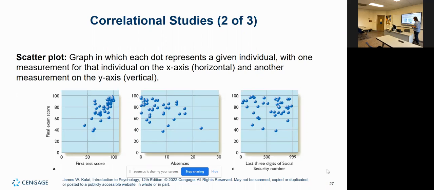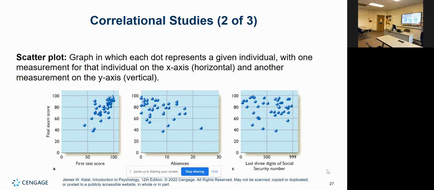Absences and final exam scores, I think is what that's showing. So the more absences we see, how are they performing on the final exam? A little less, right? It's not a sharp negative correlation, but again, we see final exam scores go down as absences go up. So that's a negative correlation. Okay, you with me so far?